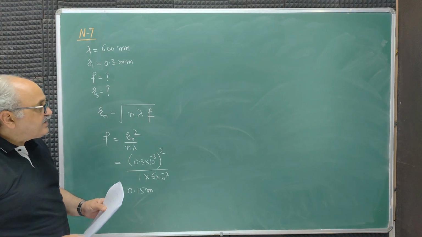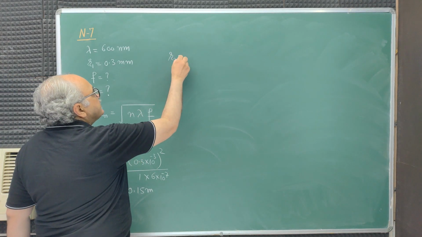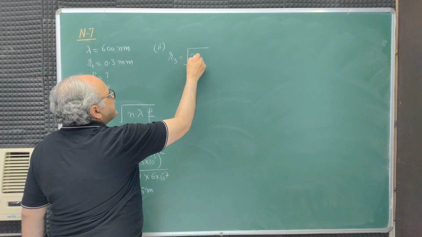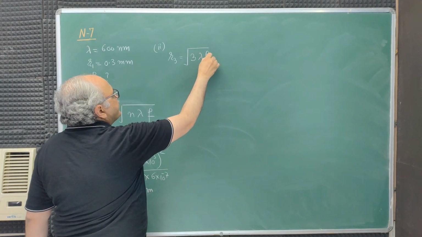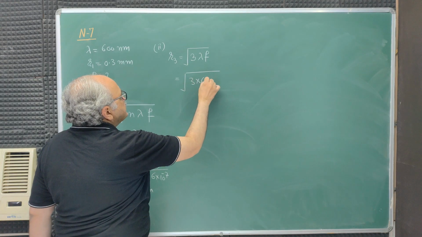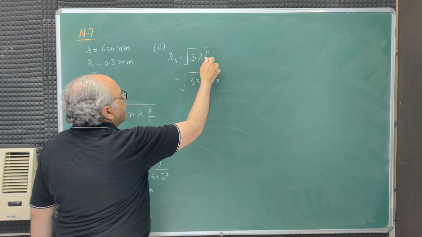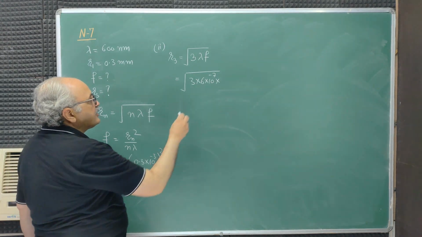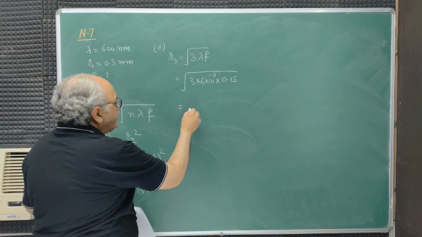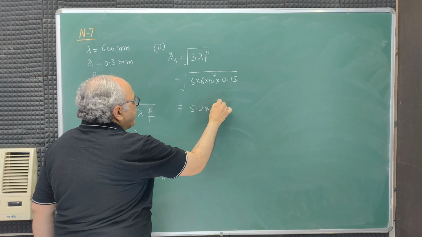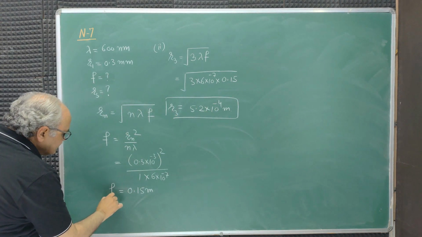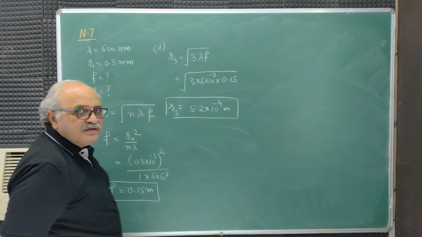Now next we have to find out the radius of the third half period zone. The radius of the third half period zone is equal to the square root of 3 lambda into f. F we have already worked out. So this is going to be 3 into 6 into 10 to the power minus 7 multiplied by the focal length. Focal length is equal to 0.15 meter, and this is 5.2 into 10 to the power minus 4 meter. This is R3. So these two are the answers for question number 7.